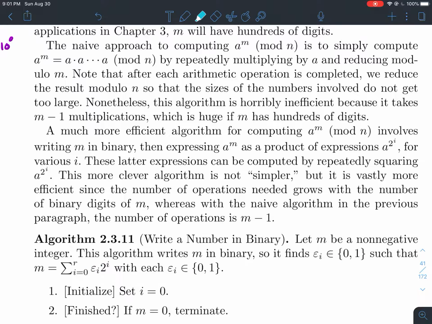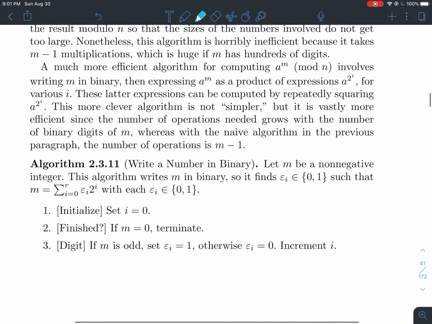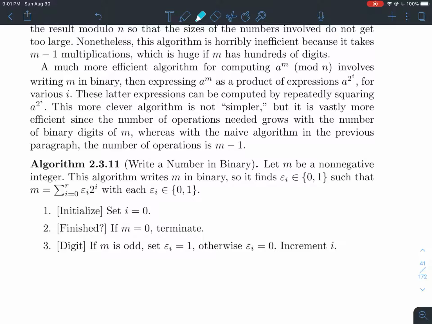So how do we turn a number into binary? Here's the algorithm, and we're going to try to follow it. As it says, we're always going to start our sum from i equals 0, and r is just however many powers of 2 that you need.